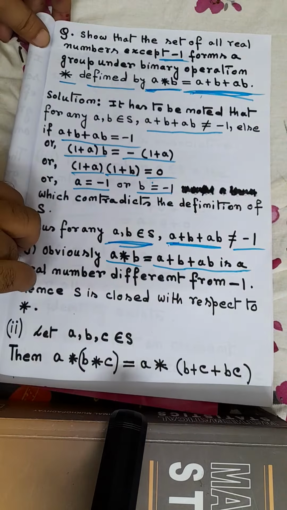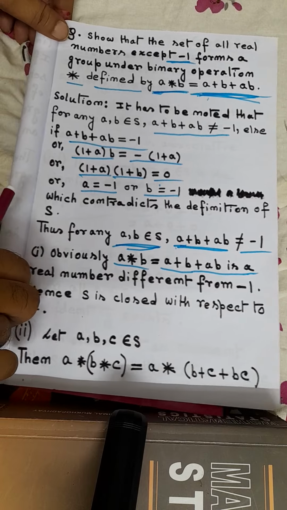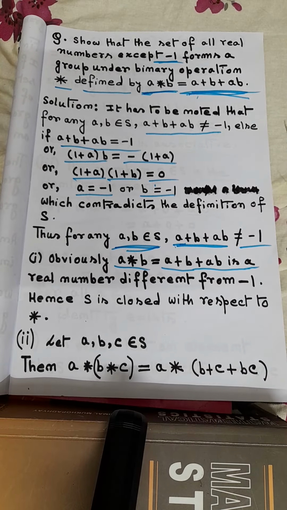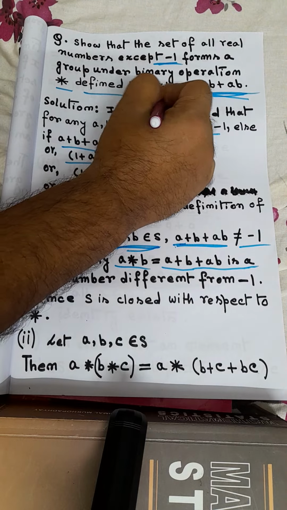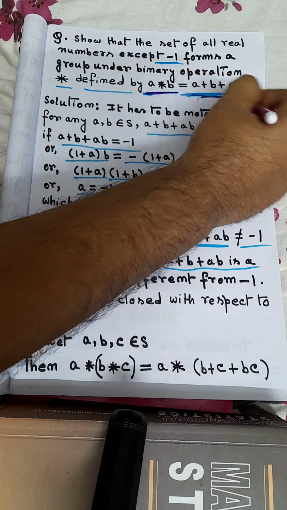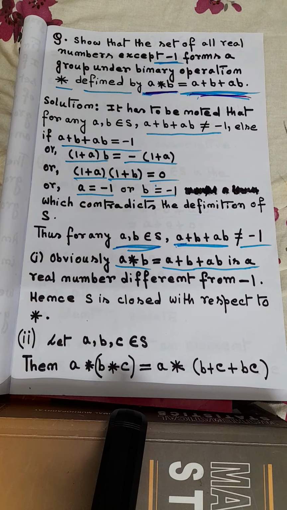Now let us do an example. Show that the set of all real numbers except -1 forms a group under the binary operation asterisk defined by a * b = a + b + ab. So what have we been given? The binary operation a * b = a + b + ab, and the set of real numbers except -1. So the set we consider will exclude -1.